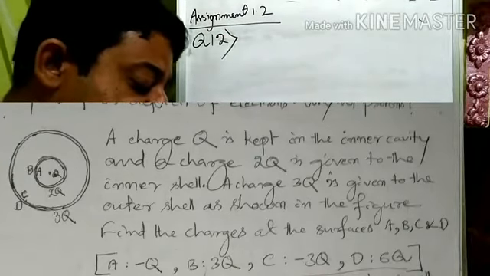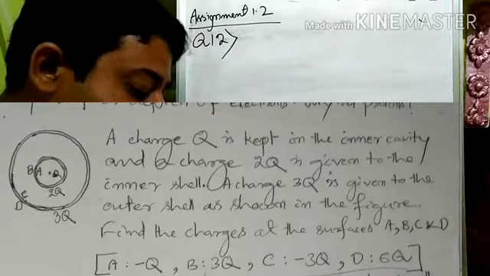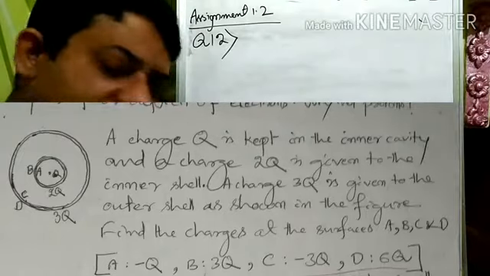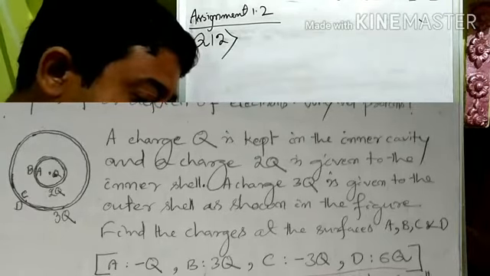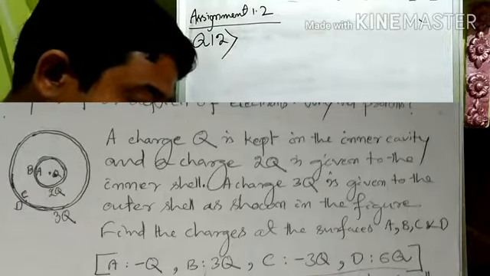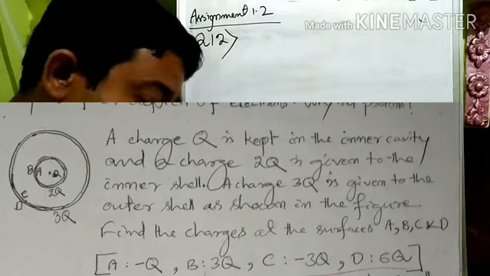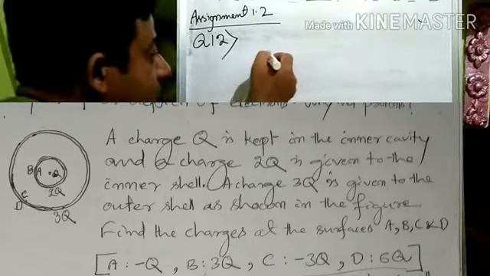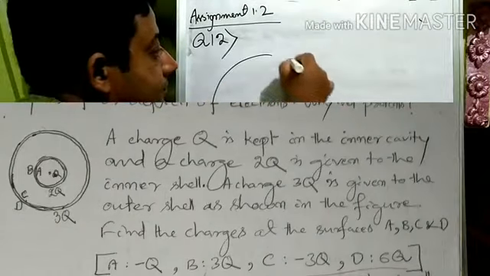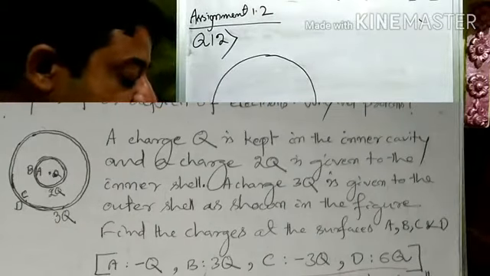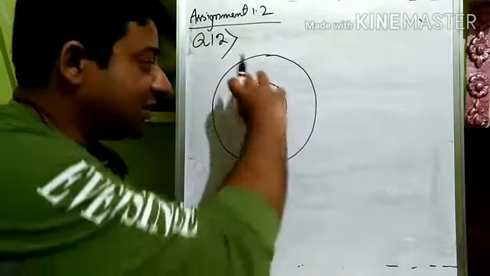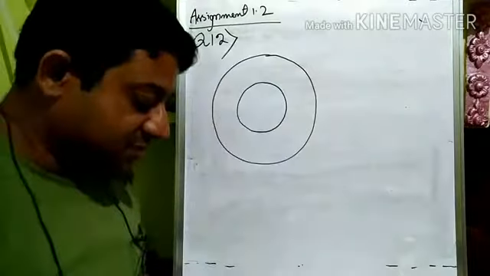A charge plus Q is kept in the inner cavity, and a charge plus 2Q is given to the inner shell. Okay. A charge 3Q is given to the outer shell as shown in the figure. There is a figure in the question. There are balls. There is one inner ball. See, this is not this much thick. This is one solid ball. This is another solid ball.